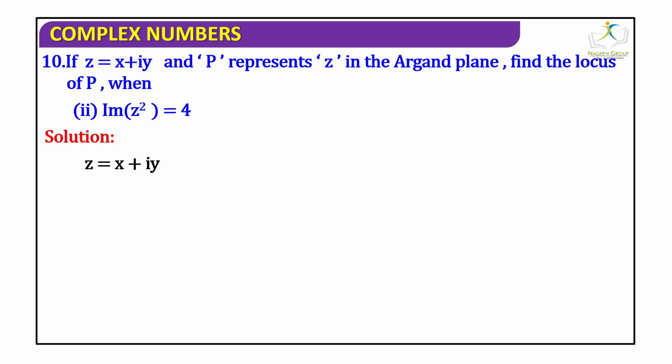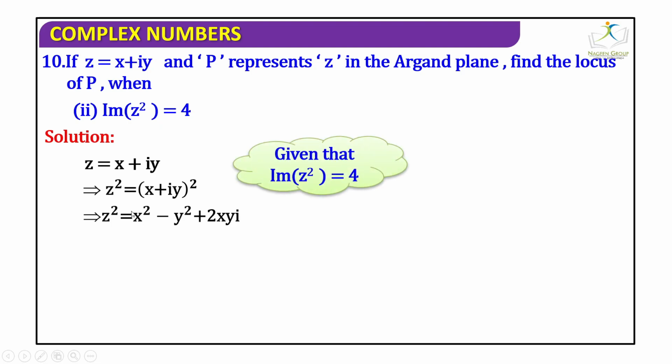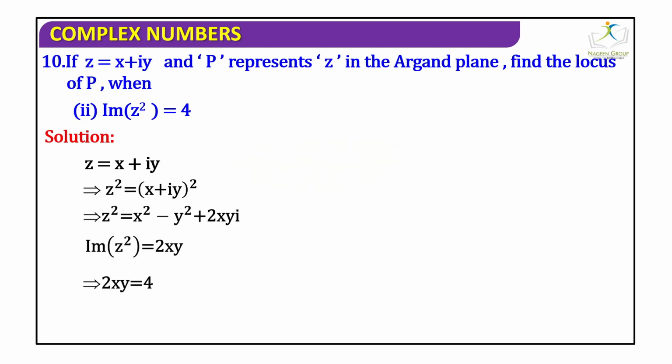Now first of all we find out z square, which is equal to the whole square of x plus iota y, right? z square is equal to x square plus y square plus 2ab, which is x into iota y. Now the value of iota square we put as -1. So this is equal to x square minus y square plus 2xy into iota. Now from here we have the imaginary value of z square equal to 4. This is given to us, so what will we do with the imaginary value? We find it out from here. What is that imaginary value? We have 2xy here. So 2xy will be equal to what? Equal to 4. So xy will be equal to 2. So from here we say it is a rectangular hyperbola.